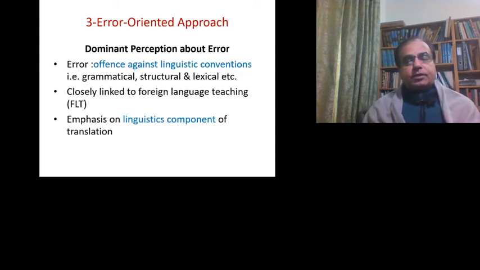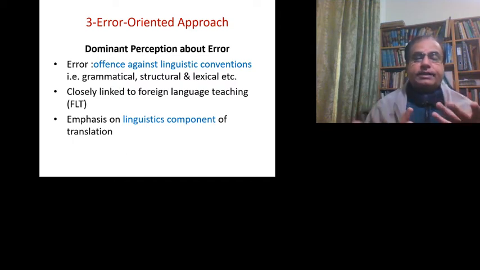So what is the dominant perception about error? The error is an offense against linguistic conventions. It means the grammatical error, the structural and lexical error, etc. If I use a feminine word, and the requirement was to use the masculine noun or verb or word, it's an offense against the linguistic rules or conventions.